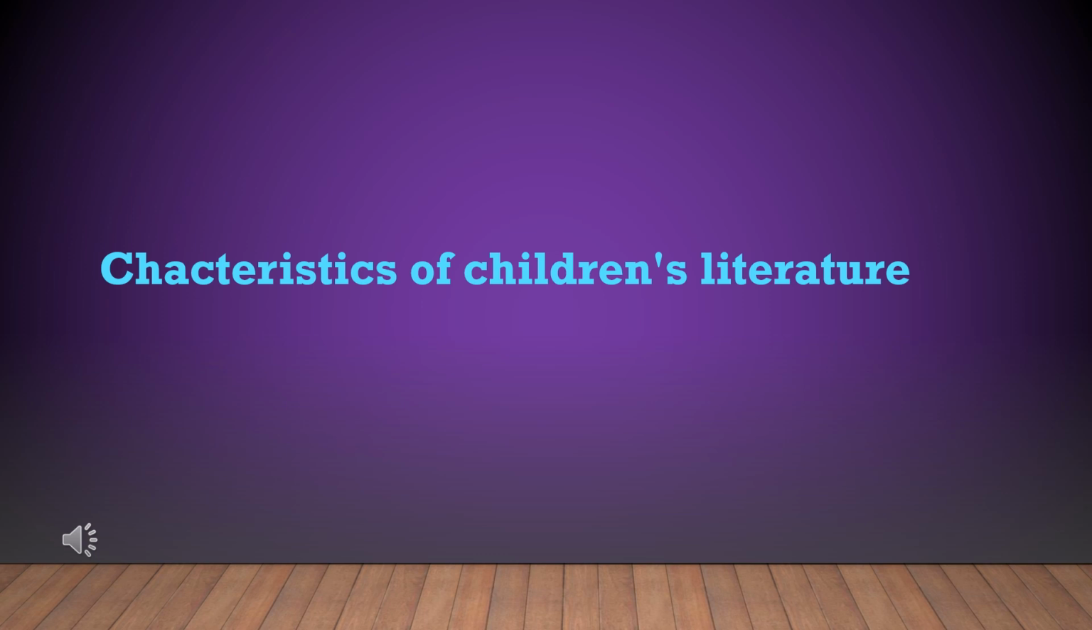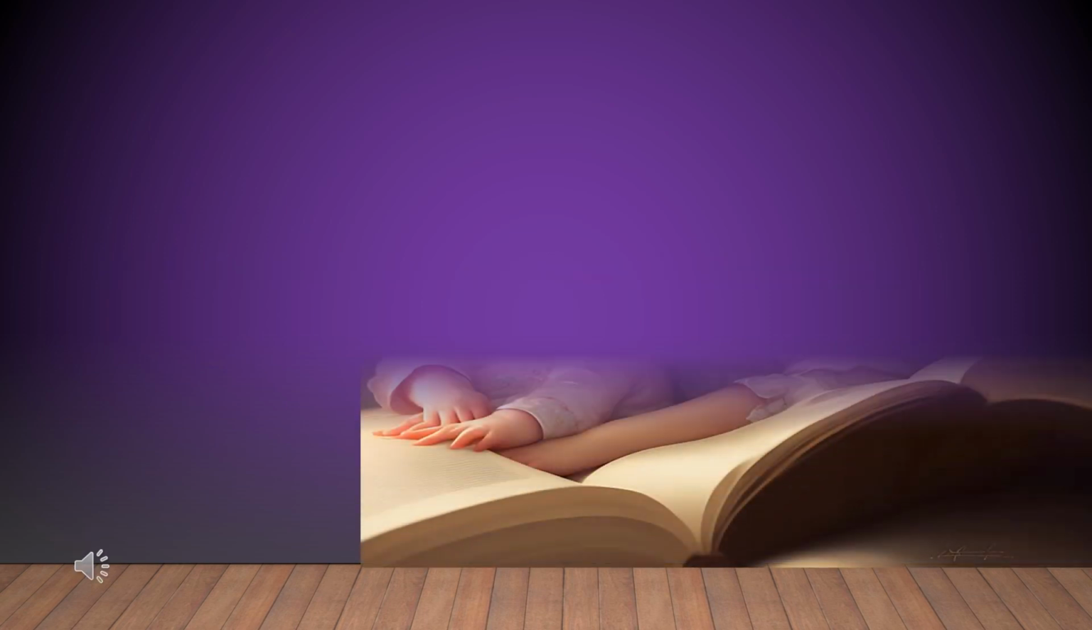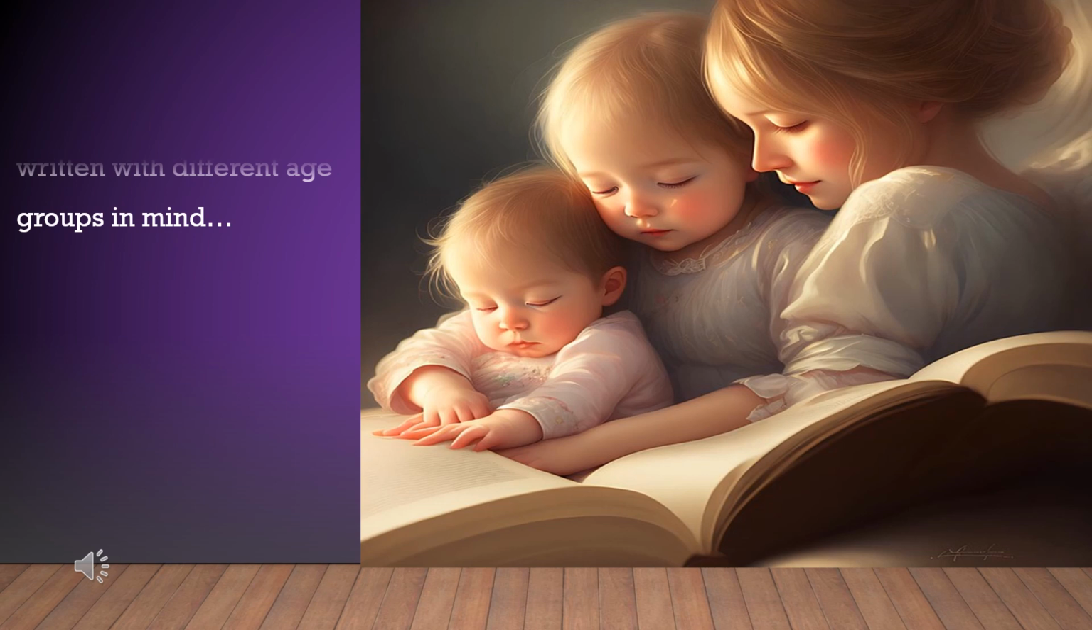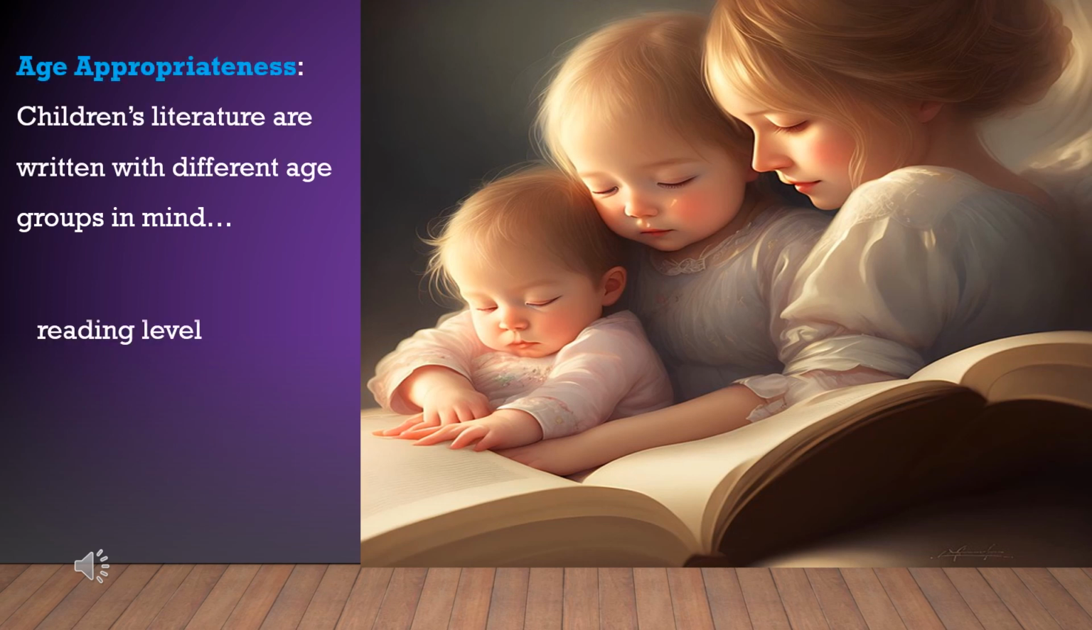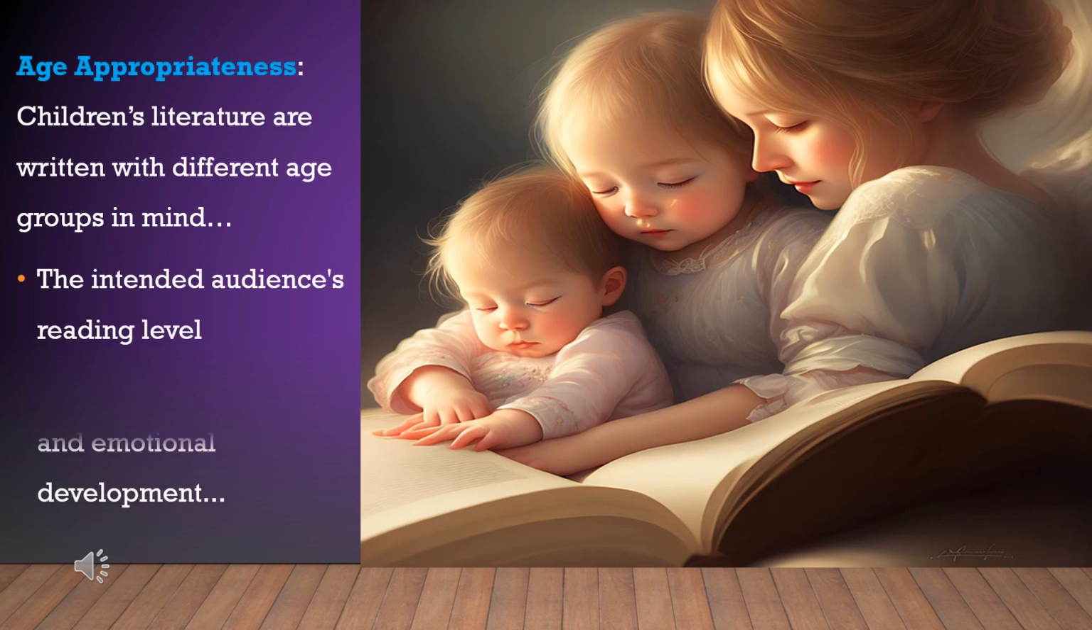Characteristics of children's literature. Age appropriateness. Children's literature is written with different age groups in mind. The intended audience's reading level, understanding skills, and emotional development are considered.